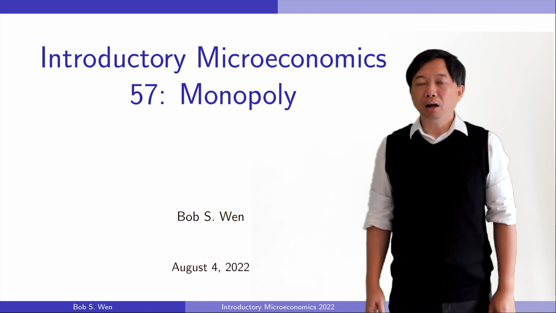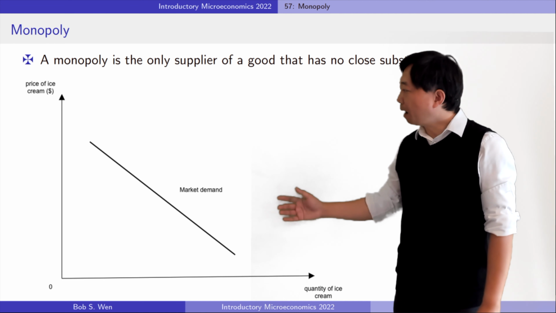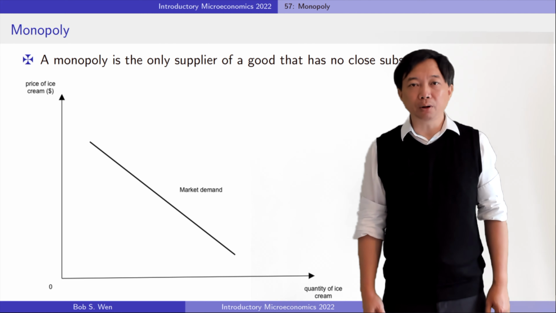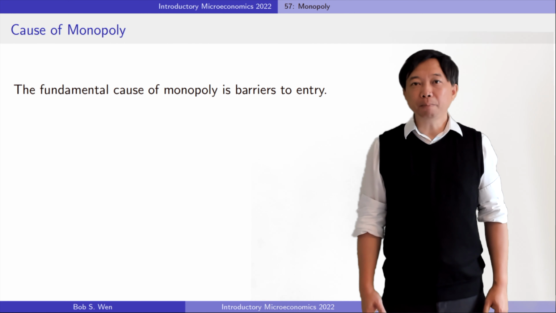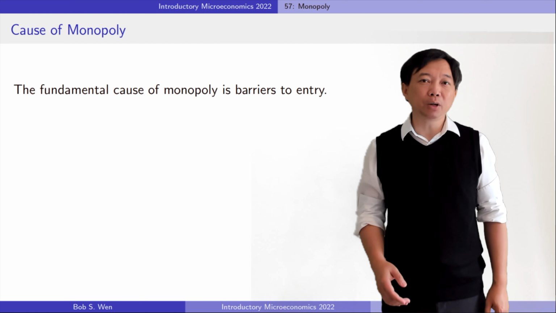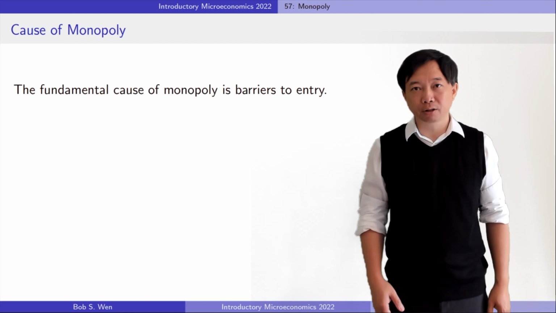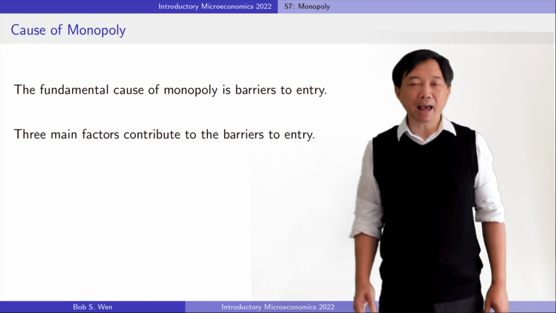The demand curve a monopoly faces is the market demand curve. Because the market demand is downward sloping, a monopoly firm doesn't lose all its sales if it raises its price, unlike a competitive firm. The fundamental cause of monopoly is the barriers to entry. A monopoly firm is the only seller in the market because other firms cannot enter the market and compete with it. Three main factors contribute to the barriers to entry.